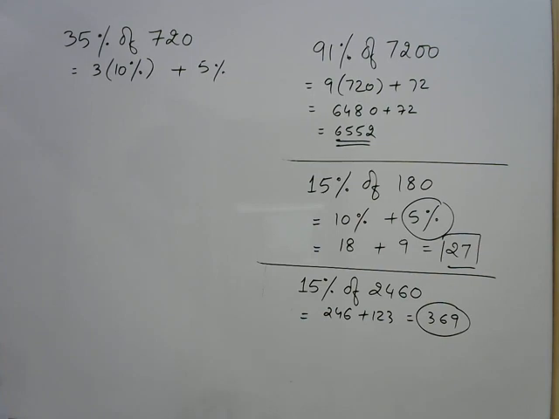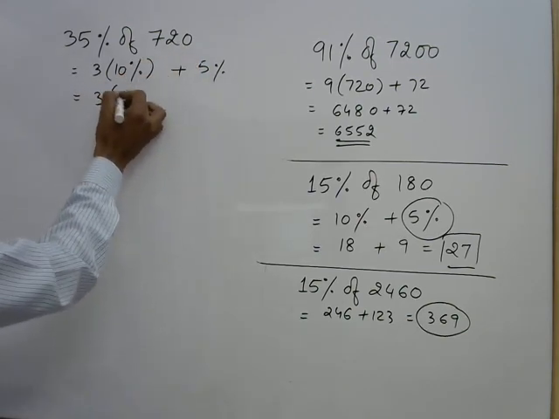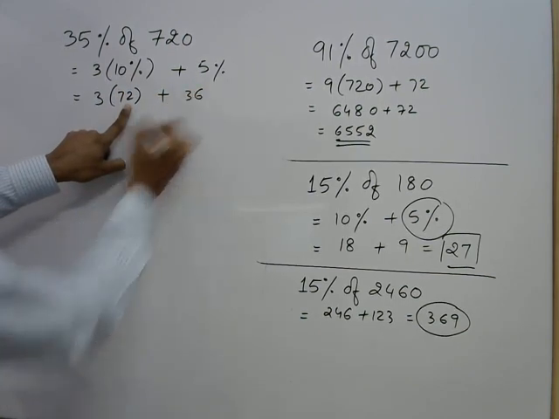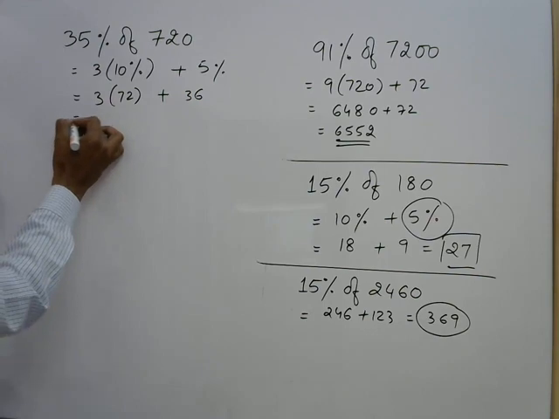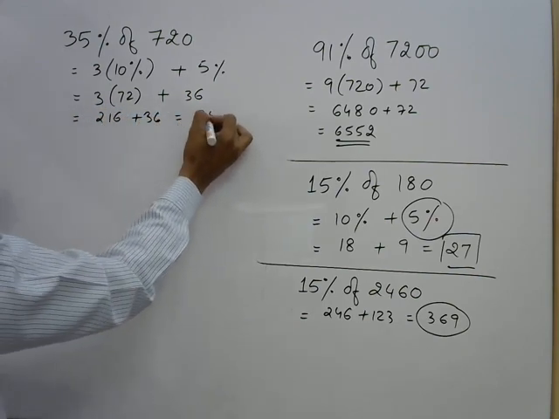Okay, a lot of answers there. 576, 252, 25.2, 342. Again, people are committing error there. I don't know why. See, this is 3 into 10%. 10% is 72. And half of 72 is 36. So you get 5% as 36. Now add 216 and 36. So 252 is the correct answer.